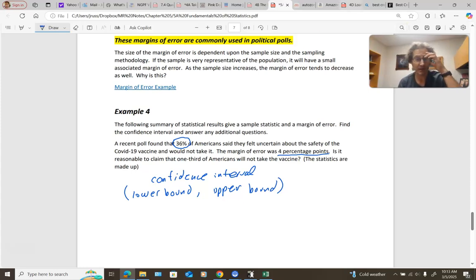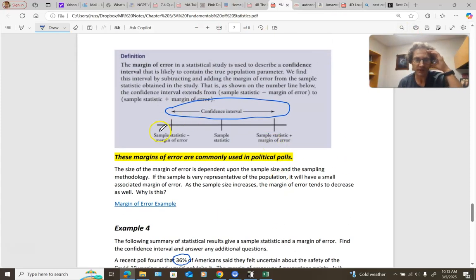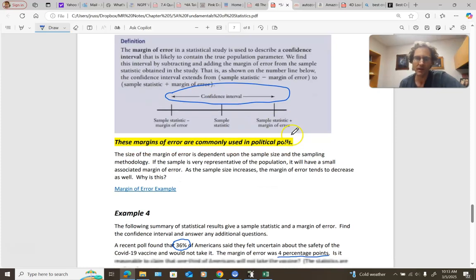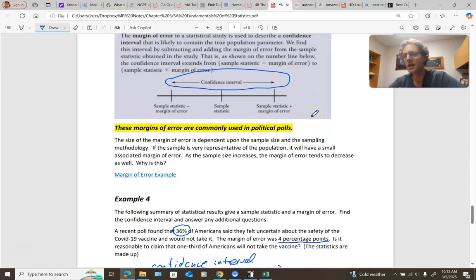Now, how do we find that lower and that upper bound? Well, if you look back up here at the definition, the lower bound comes from whatever that sample statistic is minus the margin of error, and then the upper bound comes from the sample statistic plus that margin of error. Okay. So whenever somebody cites some statistic or some estimate, and then they say give or take, right? Give or take a few points or whatever. Well, that's what they're talking about, is this confidence interval.